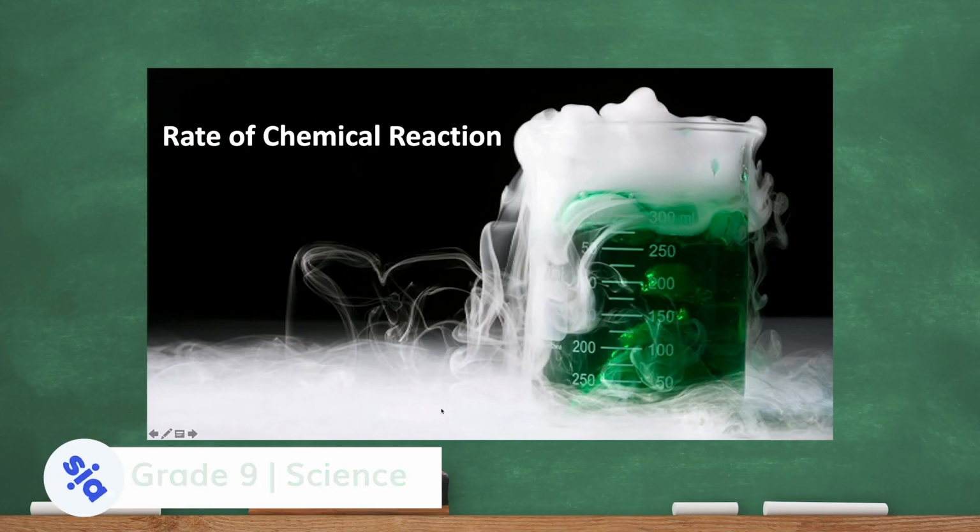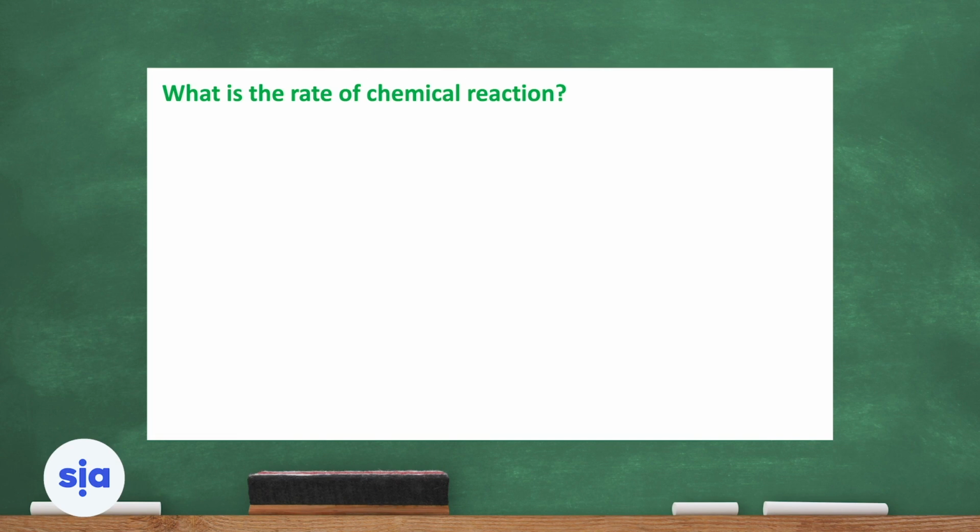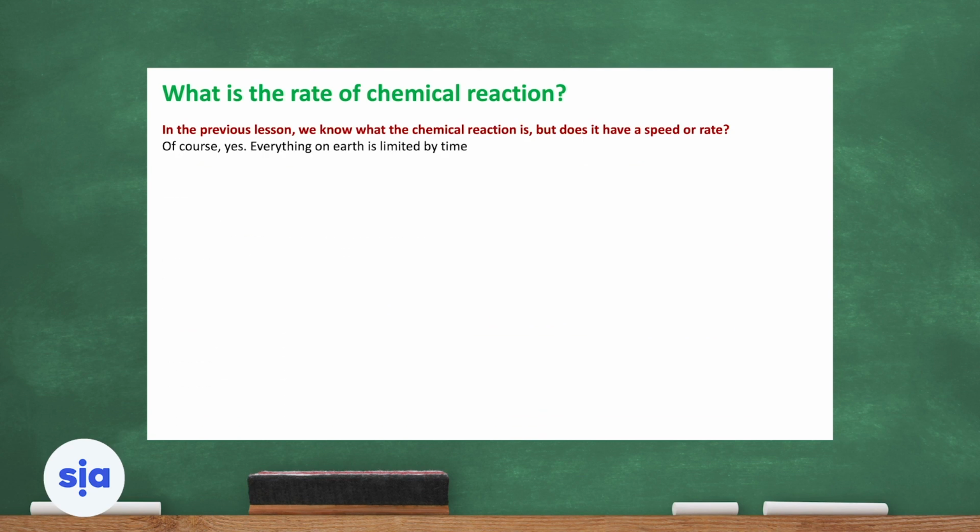Today we will discuss Unit 1, Lesson 2, Rate of Chemical Reaction. What is the rate of chemical reaction? In the previous episodes, we discussed the chemical reaction itself. But the question is, does it have a speed or a rate? Yes, of course. Everything on Earth is limited by time.